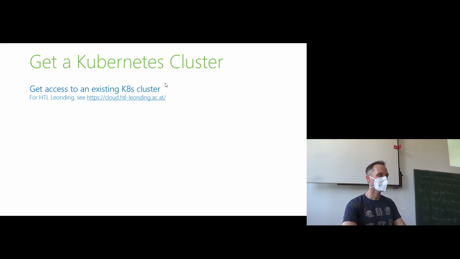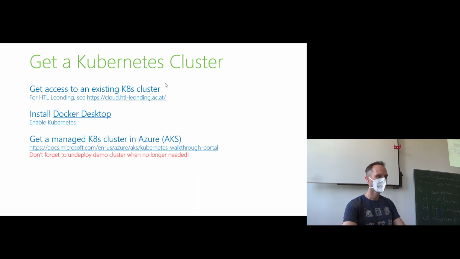Some examples of getting a Kubernetes cluster. You can use our school's Kubernetes cluster. You can install Docker Desktop. You can use your Azure benefits. You know, you have this $100 per year Azure benefits. So you can spin up a managed Kubernetes cluster within a few minutes. But be aware, running a Kubernetes cluster in Azure eats up your benefits pretty quickly. So only start the Kubernetes cluster if you really want to play with it, and undeploy it when you're done. Otherwise, the $100 are gone within a few days or weeks. So that is important.